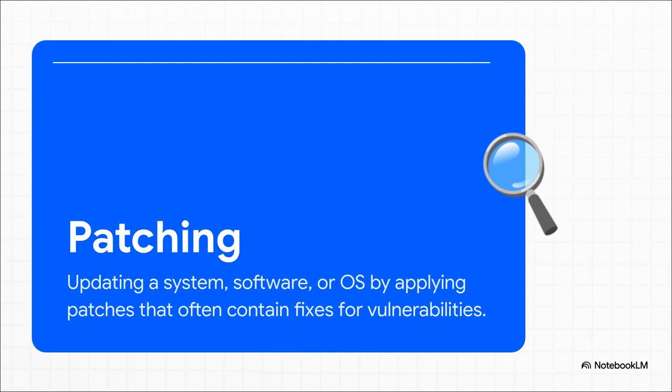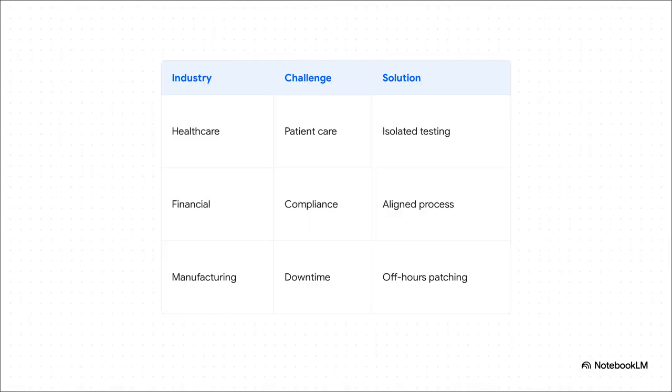So imagine a scout discovers a brand new crack in one of your castle walls. That's a vulnerability. Patching is the act of rushing your masons out there to fix that crack before an enemy army finds it and pours through. But here's the thing about patching. It's not just a tech problem. It's a business problem. Every single industry has its own unique headaches.